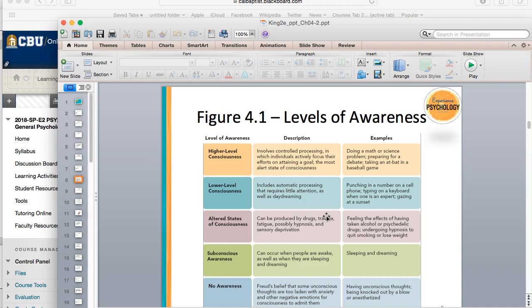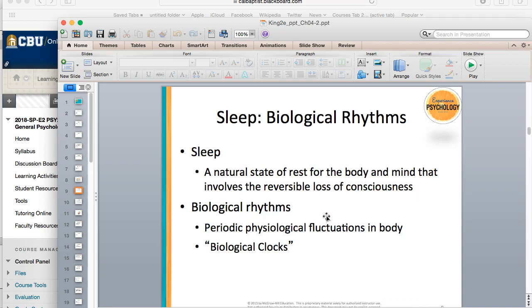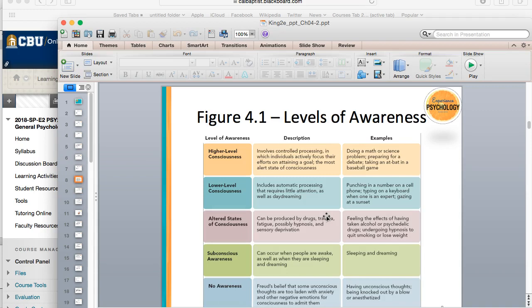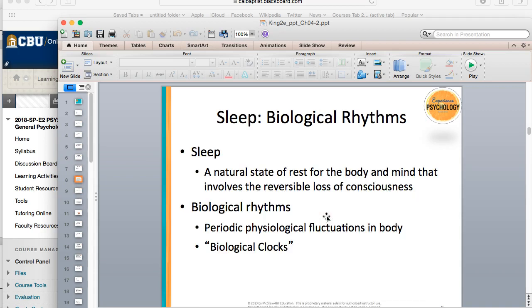Subconscious awareness is interesting too. An example of this one will be during your sleeping or dreaming. This happened to me the other day. This can occur when people are awake as well as when they're sleeping and dreaming. So I had a dream, and I felt like I was in my subconscious, because I felt like I was awake, but I was asleep. So it's a definitely interesting part of the dreaming process and the sleeping process, as to how there are different levels of consciousness and how those can be altered.